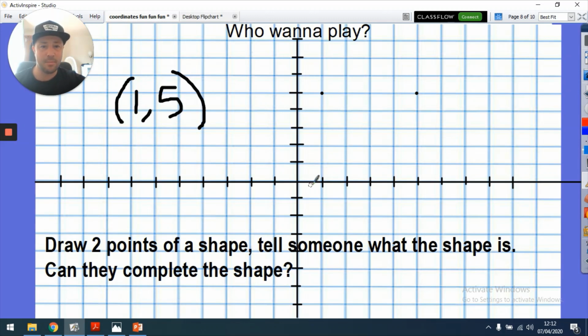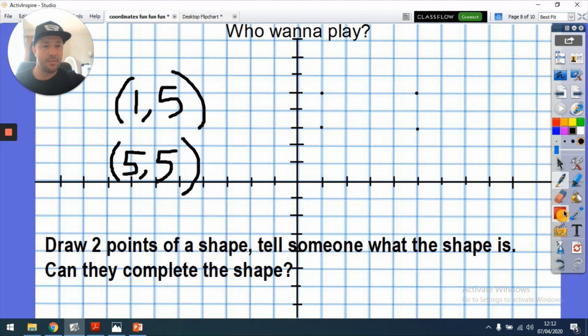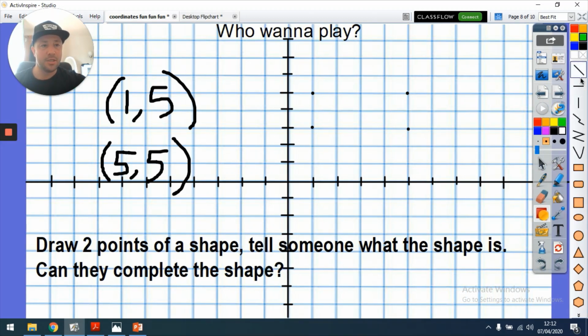Then my second point would be 1, 2, 3, 4, 5. So my second point would be 5, 5. And I'm going to say to you, that is a rectangle. So somebody else could plot the next 2 points, that one there, and then what they could do is join that up. So you can have a bit of fun with that.